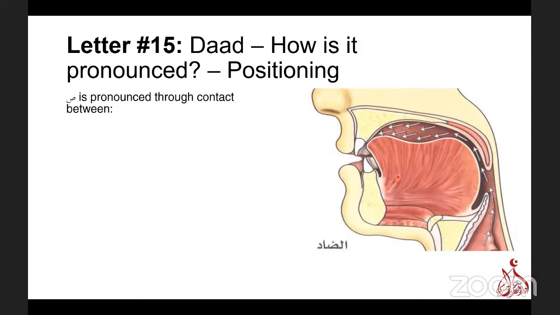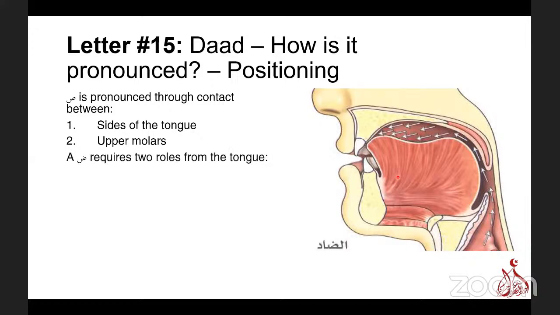Daad is pronounced through contact between two different things. Number one, the sides of the tongue. And number two, the upper molars. So along the sides of your mouth on top, you have the molars, those big teeth. So the tongue is generally supposed to come into contact with the upper molars.